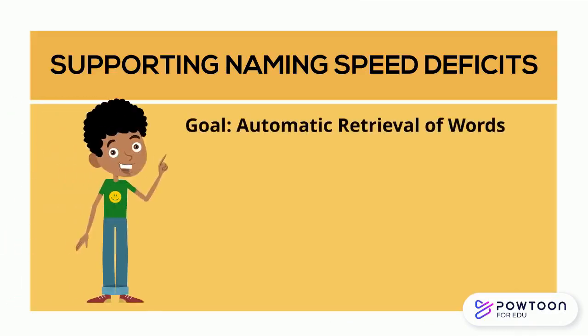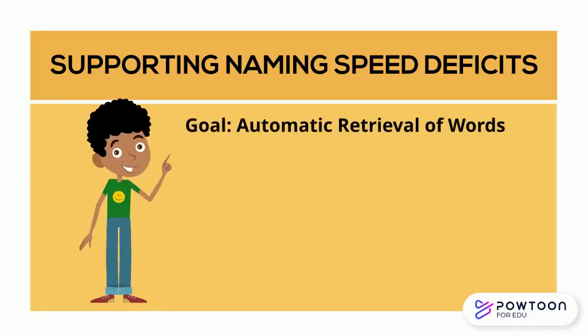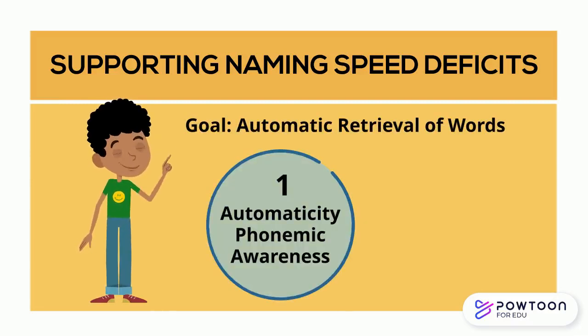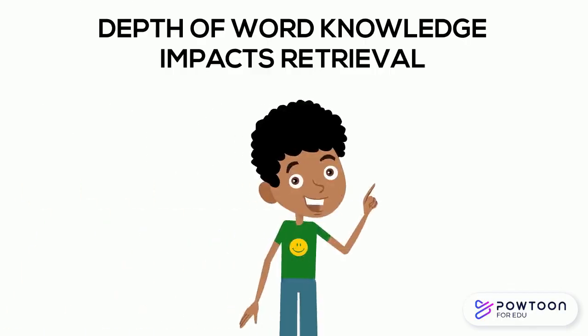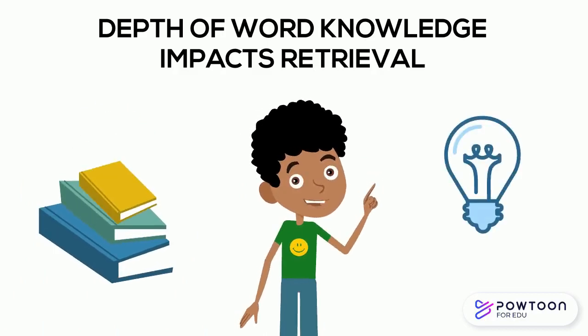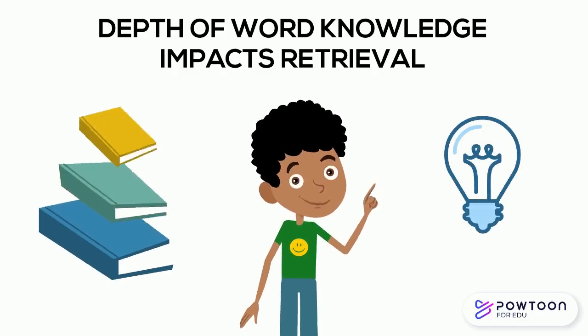As you support students with naming speed deficits, there are two main paths of intervention. The first is to ensure automaticity with phonemic awareness. The second involves lessons that connect all aspects of word knowledge. Research has shown that the more students know about the word, including the letter patterns, the word meaning, the part of speech, the faster they will retrieve it.